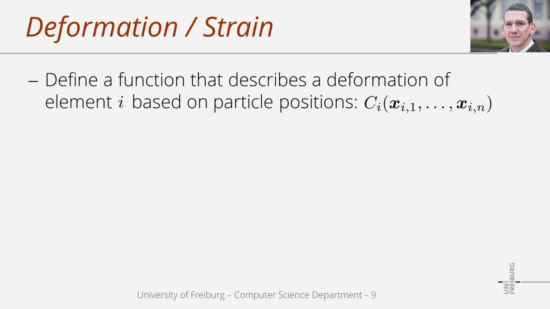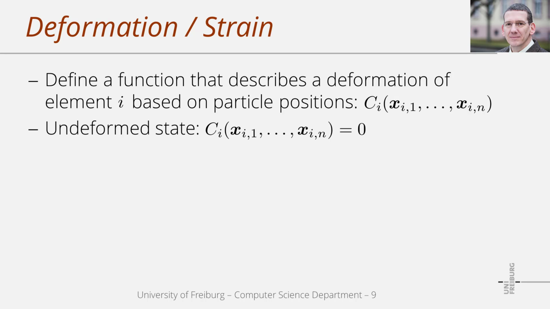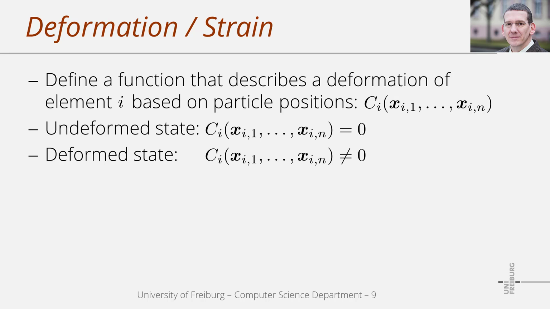In the general 3D case, the deformation or strain is represented by a 3x3 matrix, which allows to encode a larger number of different deformation types. Here in this presentation, however, I keep it as simple as possible, and we just look at deformations that can be represented with one scalar value. So C_i is a scalar function that represents some deformation, and we state that the function should be 0 if an element is undeformed, and C_i should not be equal to 0 if the element is deformed.